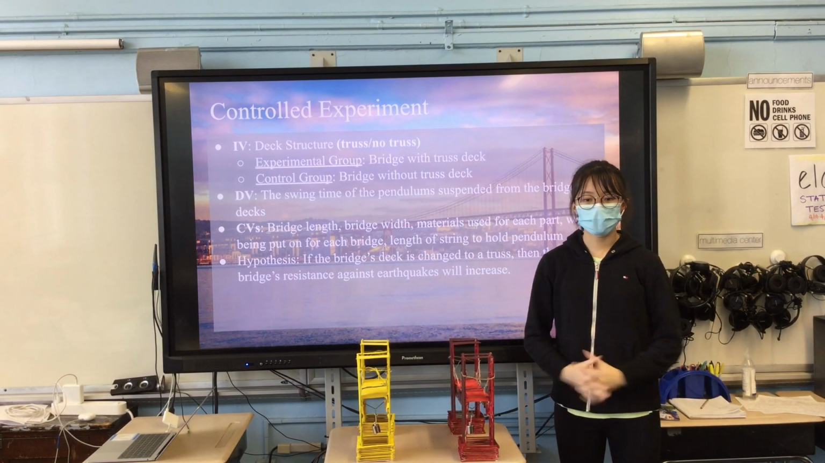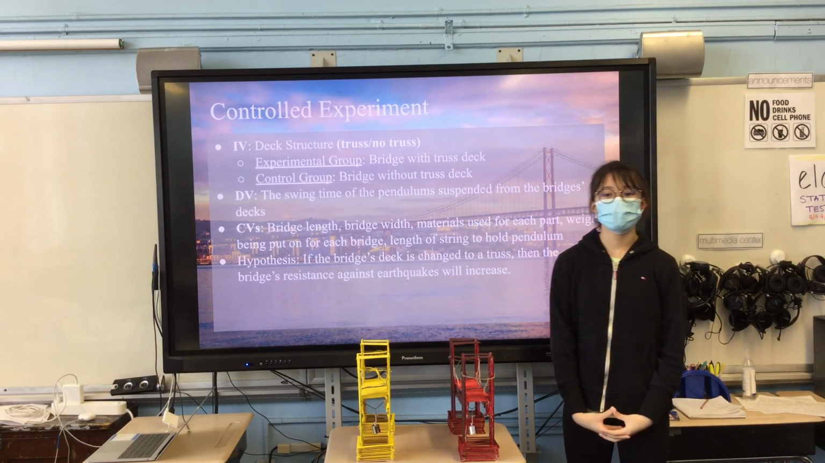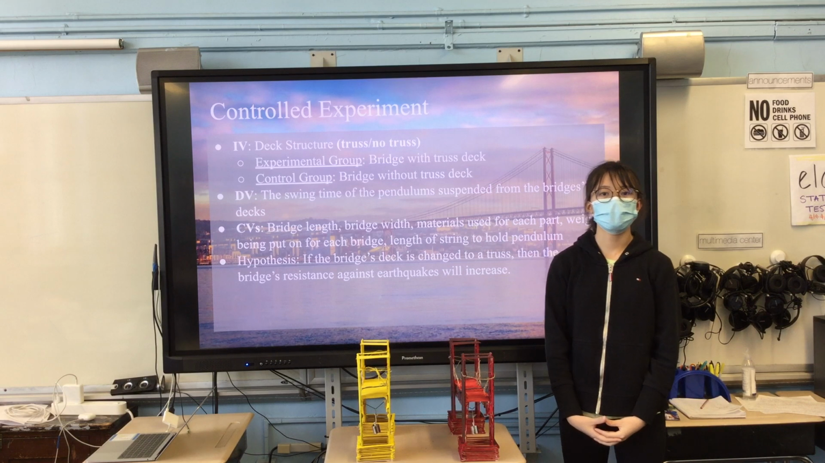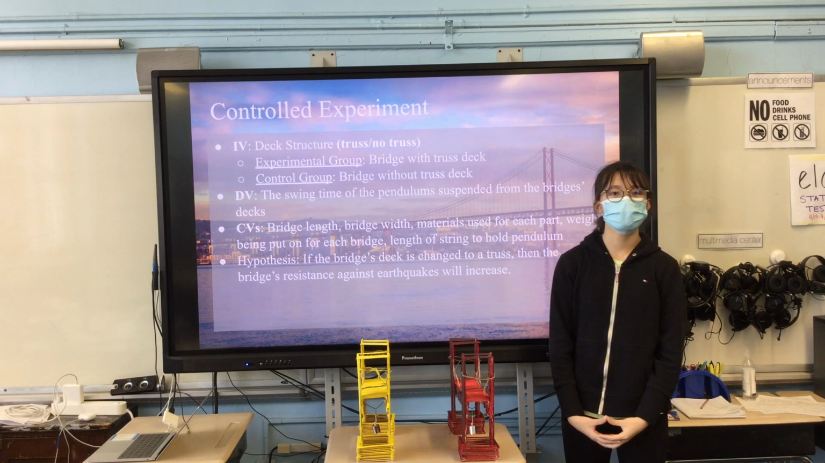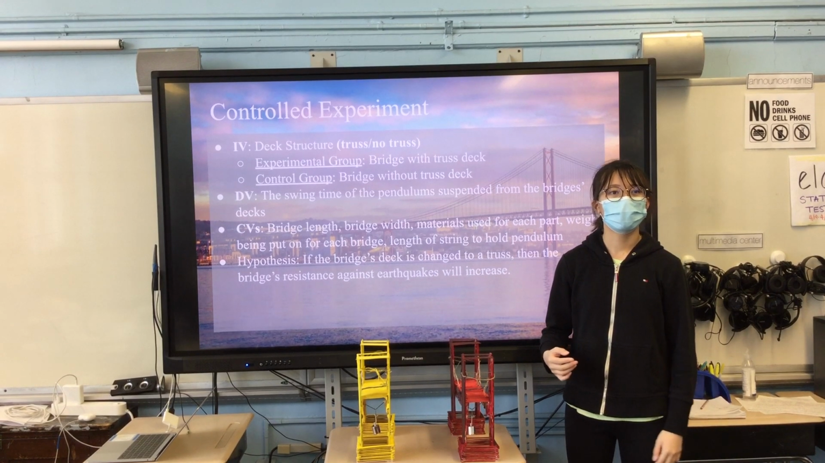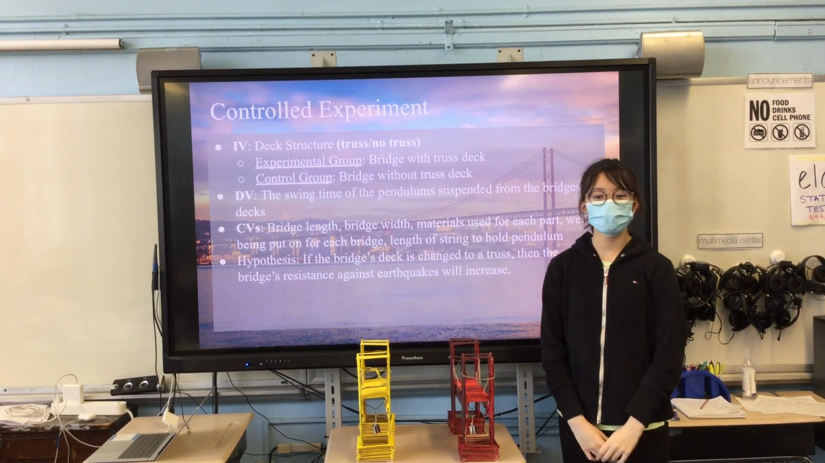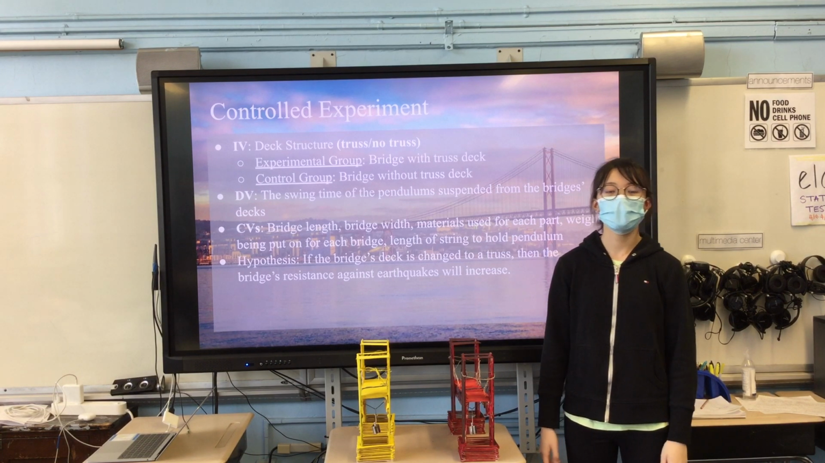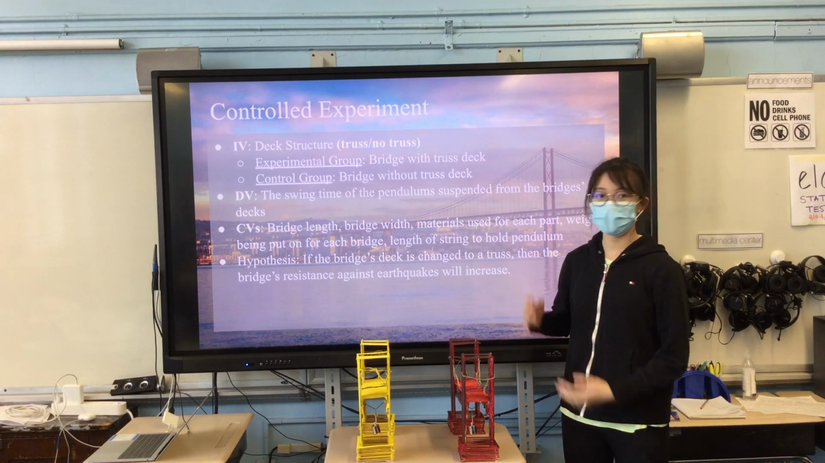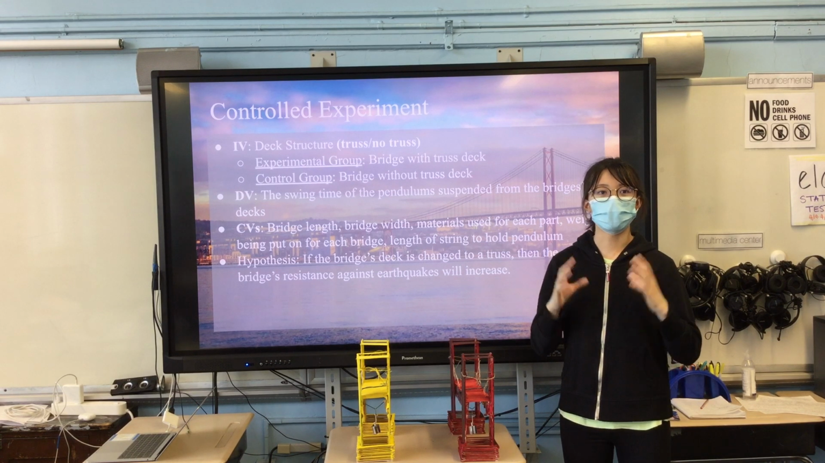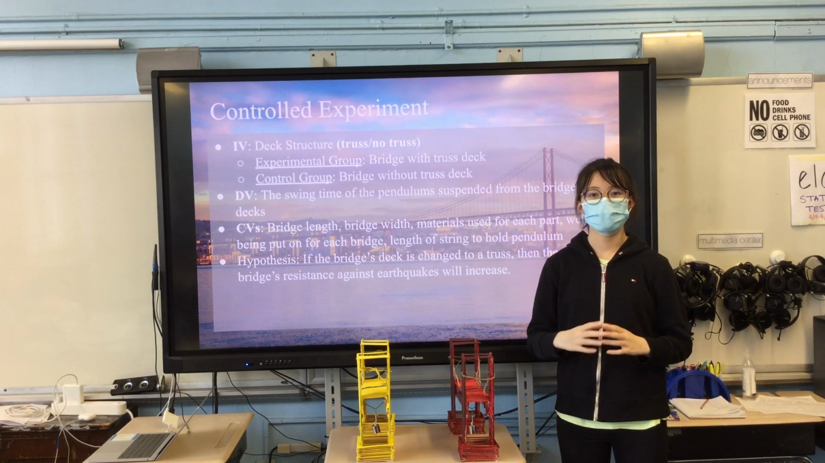So for our hypothesis, if the bridge's deck is changed to a truss, then the bridge's resistance against earthquakes will increase, because the triangular shape of the truss can absorb more energy and withstand the weight.